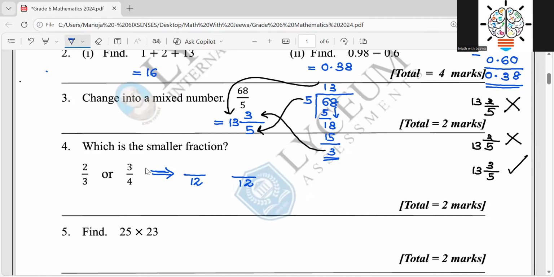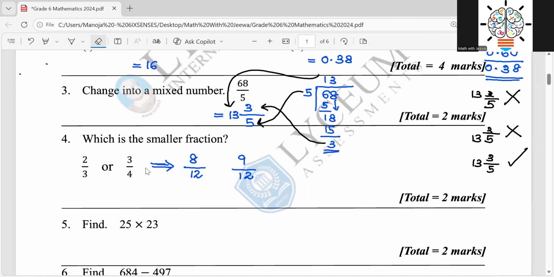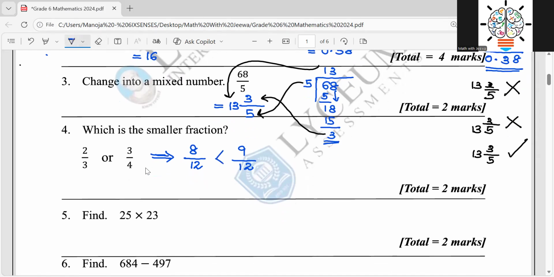Now you just see, how can you convert 3 into 12, children? 3 times 4. So then you multiply 2 also by 4, it becomes 8. And how do you convert 4 into 12? 4 times 3. Therefore, you multiply the numerator 3 also by 3. 3 times 3 is 9. Now you can see which is smaller. 8 over 12 is smaller. This is bigger, which is a smaller fraction.